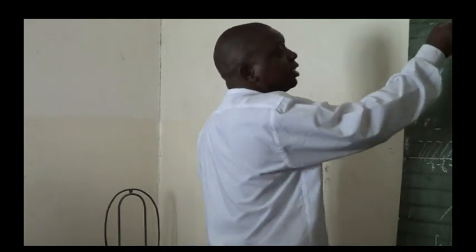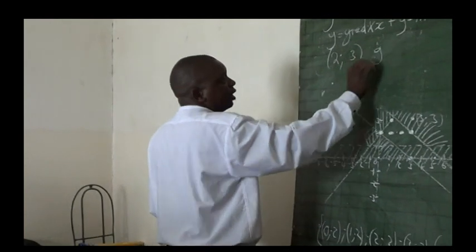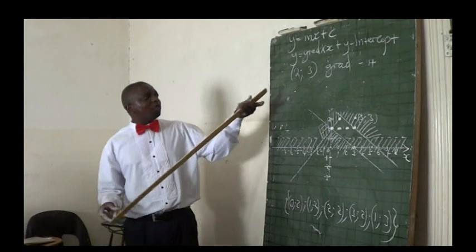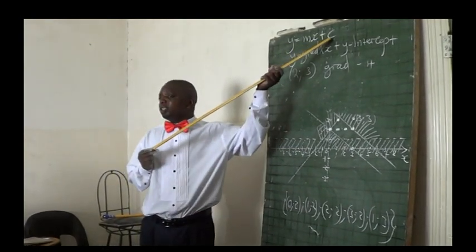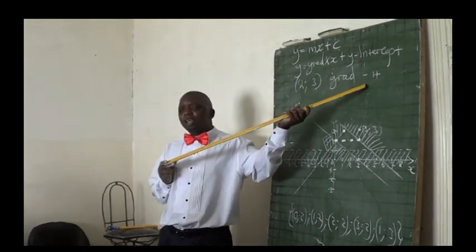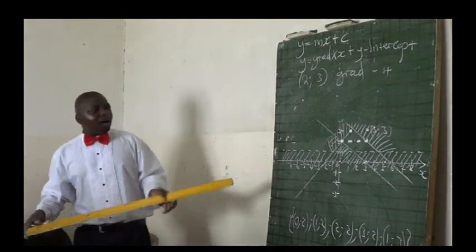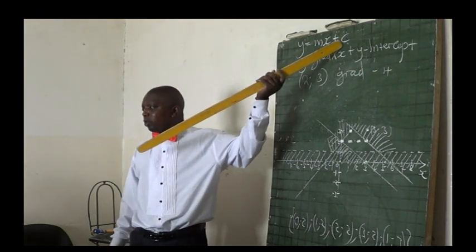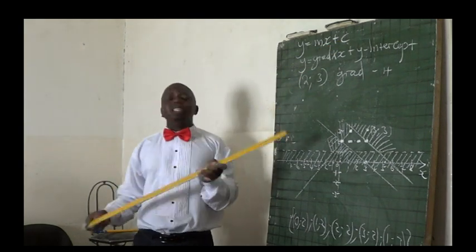Sketch the graph of a straight line passing through the point (2, 3) and with the gradient -4. For this one you can consider y is equal to mx plus c. But you are given a point and the gradient, and you mark that point. How to get that? If you are given a point and the gradient, you mark your point.